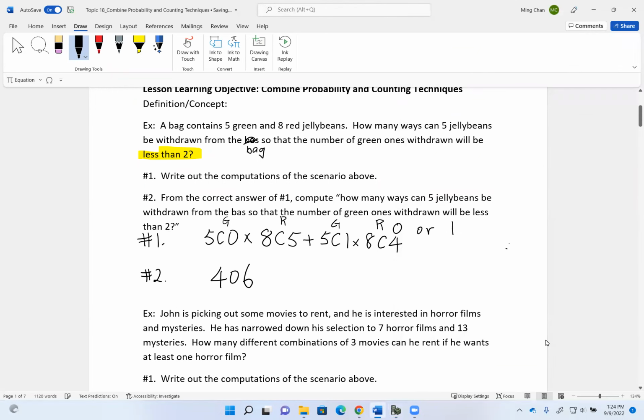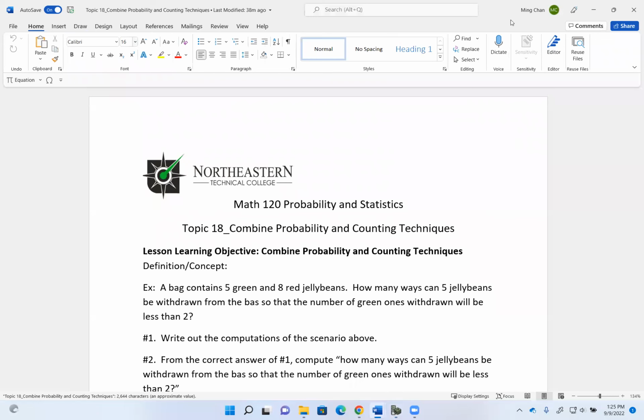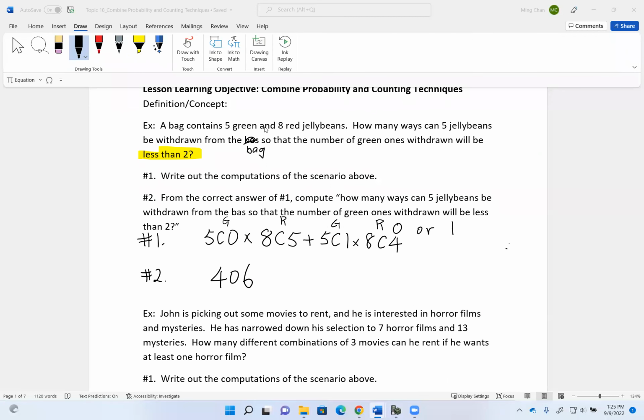I know this is a little bit strange, and sometimes a little bit difficult to comprehend, because you've got to think, I'm not just drawing one kind. My bag has both green and red jelly beans, and I need to draw 5 of them. I know I have 13 beans altogether, but the question wants me to draw 5 of them, and the 5 I draw have to include less than 2 green ones. That's why we break it down into the possibility of drawing 0 green ones, or drawing 1 green one.